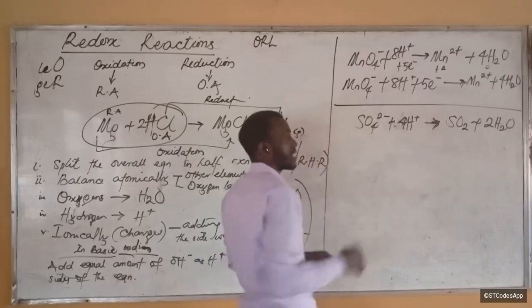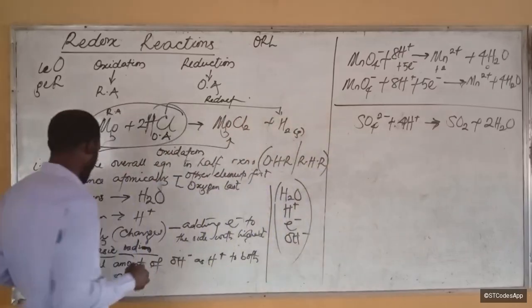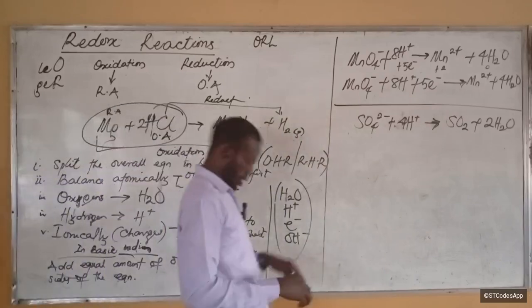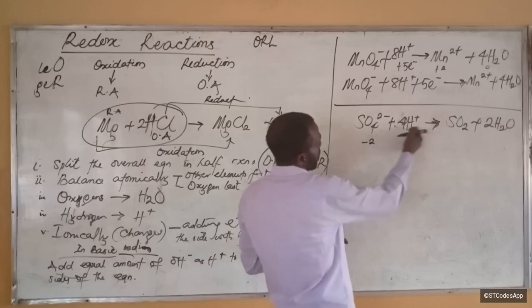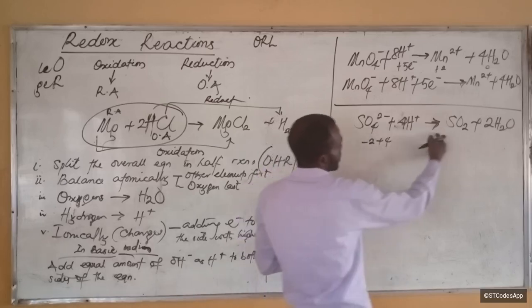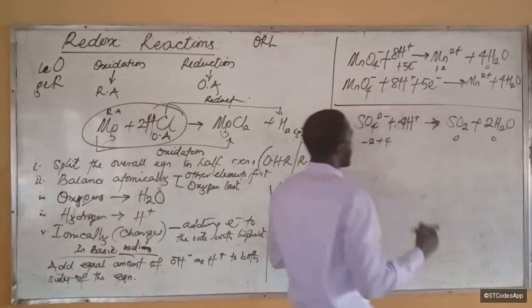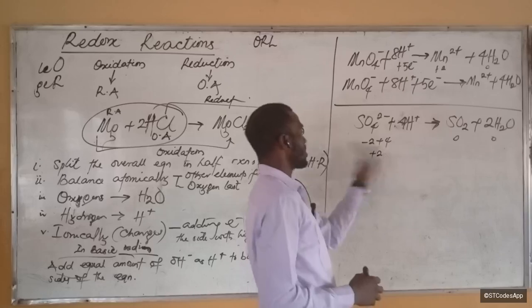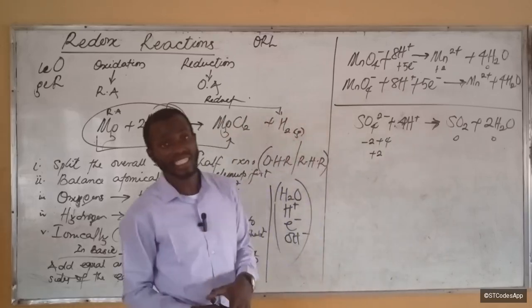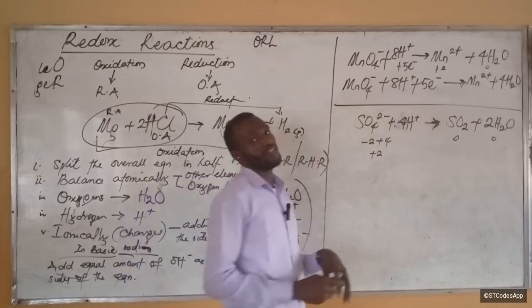it's now balanced atomically. Let's now balance ionically. Let's balance the charges. Now, what's the total charge here? Here I have minus 2. Here, plus 4. Here, 0. Here, 0. So here, total charge is plus 2. So which place has the highest charge? This side. So which side are we adding electrons to? This side. Do you understand now?